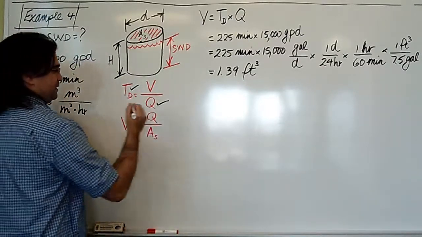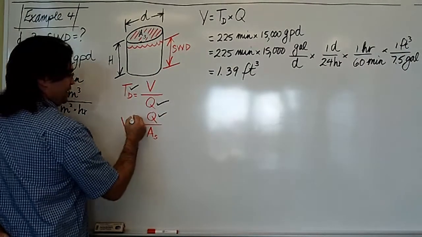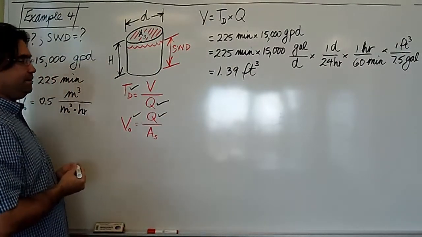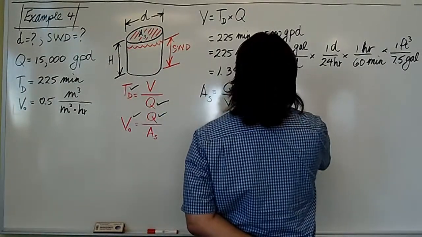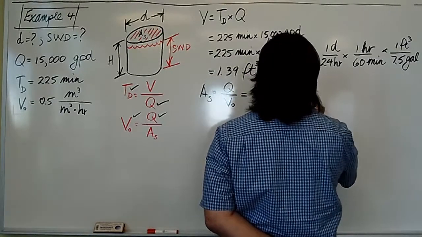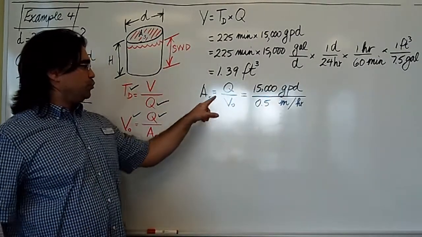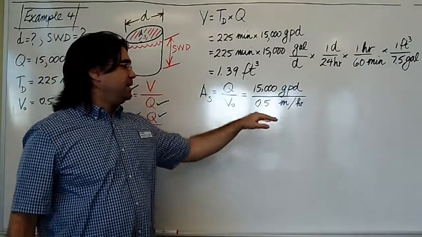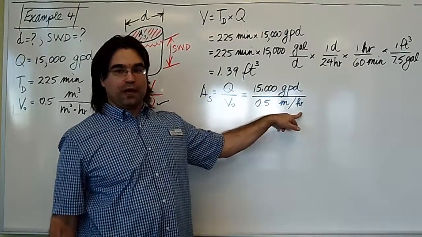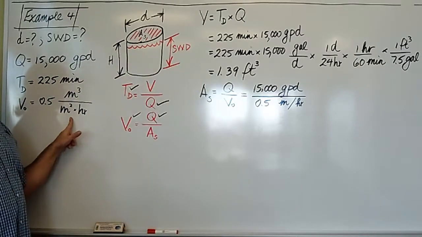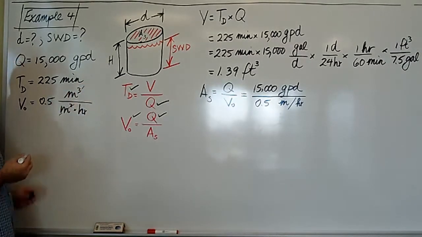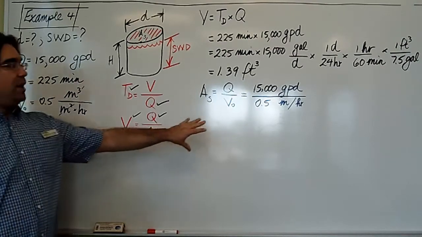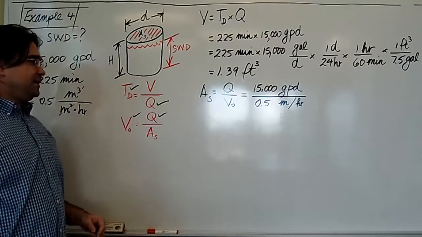Okay, I have the flow rate. I have the overflow rate. I'm going to rearrange it for this area as follows. So the numerator is 15,000 gallons per day. The denominator is 0.5 meters per hour. And that's because this meter squared cancels out with this cube, right? So you'll be left with meters per hour. It's a speed. Okay? So now I have to do some manipulation with these units to get an answer that's in surface area units.